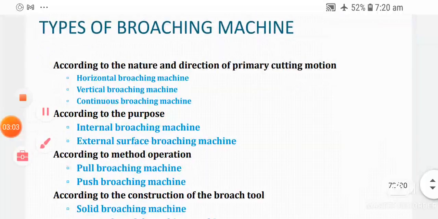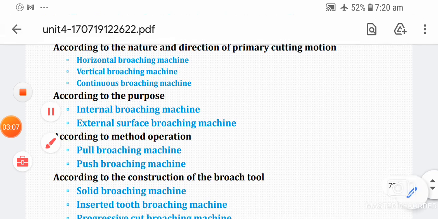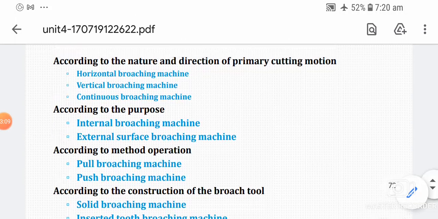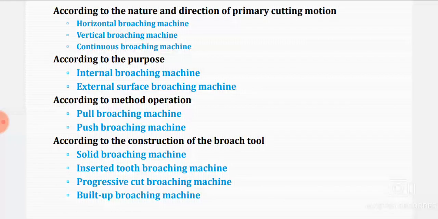Types of broaching machines. According to the direction of primary cutting motion: horizontal broaching machine, vertical broaching machine, continuous broaching machine. According to the purpose: internal broaching machine, external surface broaching machine. According to the method of operation: bolt broaching machine, bush broaching machine.